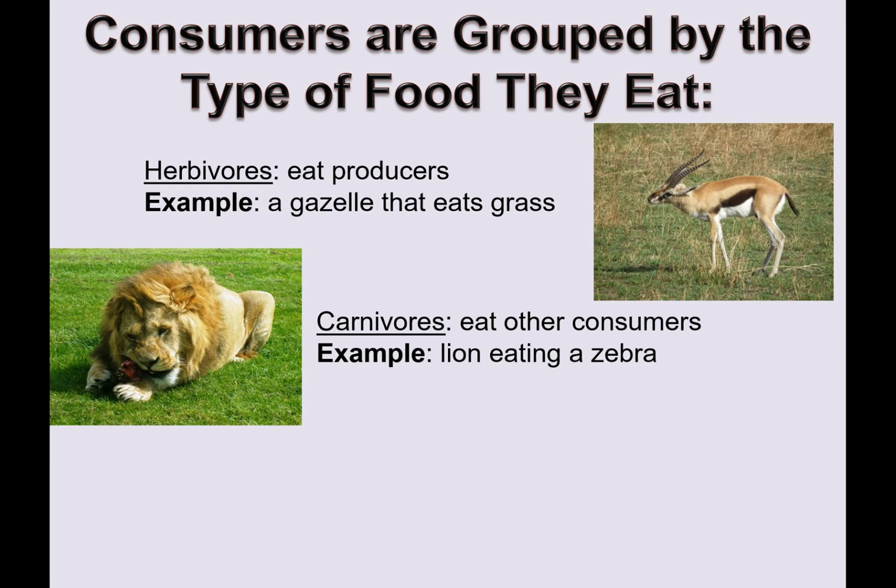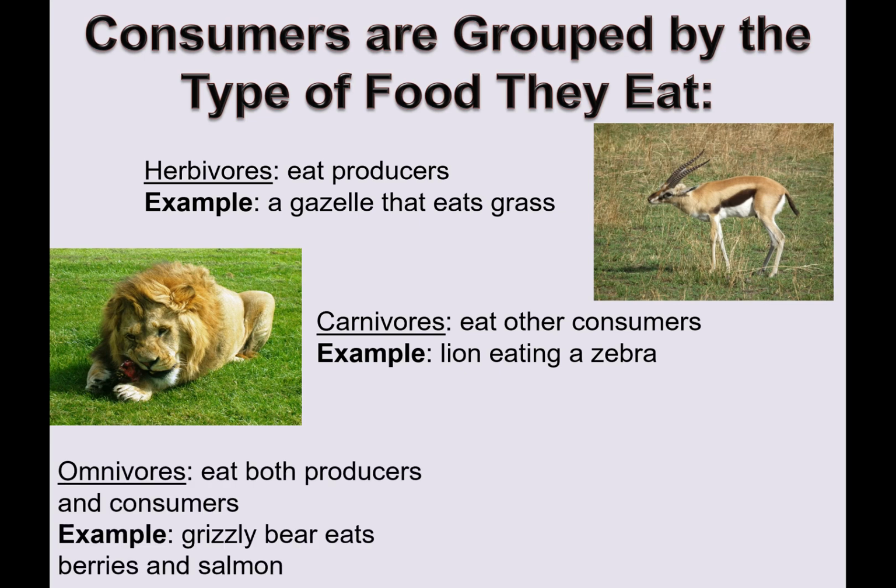Carnivores are the next type. You might consider yourself a carnivore if you are a meat eater. That's another name for a carnivore. Here's a picture here with a lion eating a piece of a zebra. So this is definitely a carnivore because it is consuming other consumers, essentially.